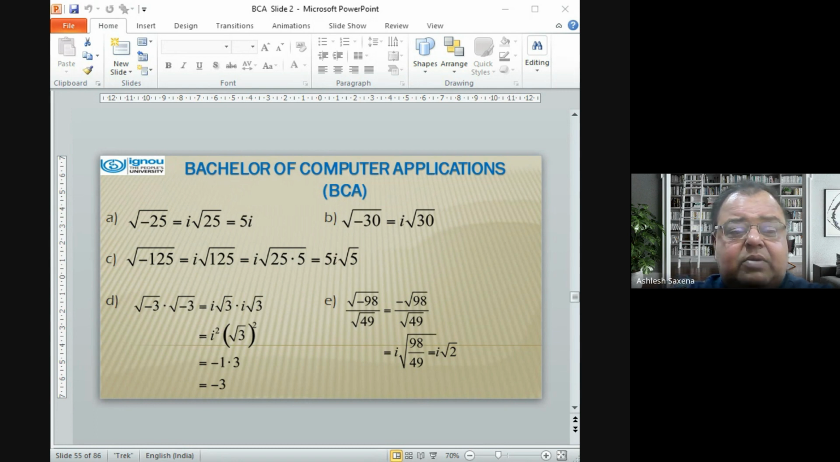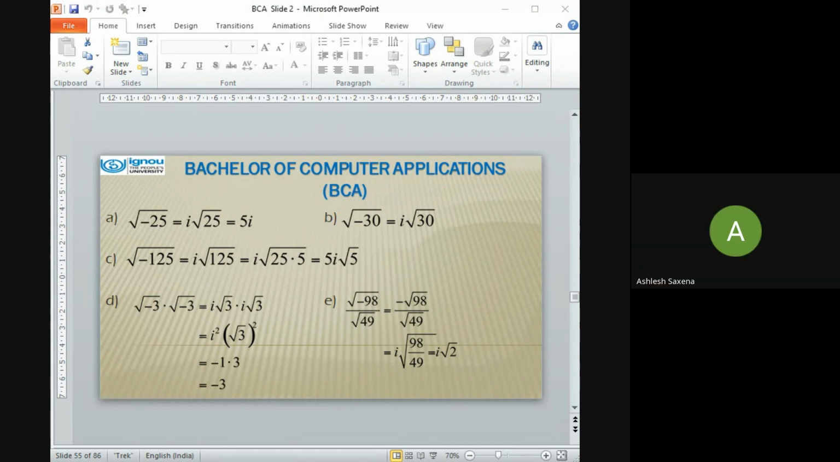And in the fifth example, you can see under root minus 98 upon under root 49. Under root minus 98 can be written as iota under root 98 upon under root 49. 98 and 49 can be brought in a single under root. So that will be 98 by 49, which is 2. So you will be left with iota root 2. Is that clear? Okay.